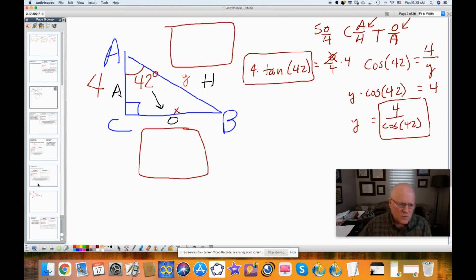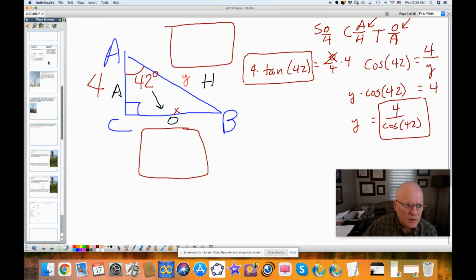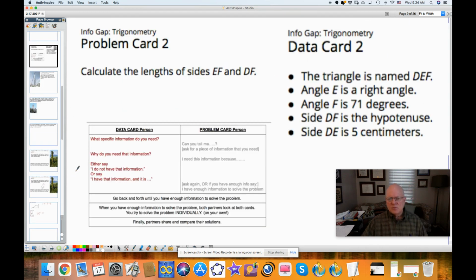We did a second one of these, and in the second one, let me just pull it down here. In this one, what specific information do you need? Again, is one of the angles a right angle? Why do you need that information? Because I need to solve for the sides. And so, yes, I have the information: angle E is the right angle. Or maybe you ask for the hypotenuse. What is the hypotenuse? And you said DF is the hypotenuse. So I know that E is the right angle.